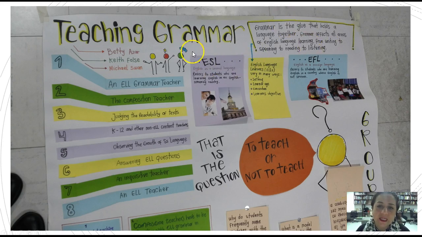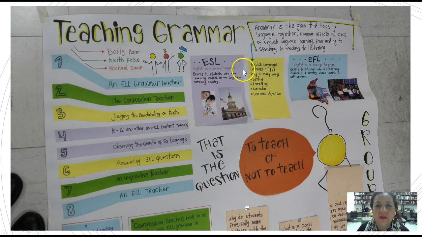Once again, going back to ESL and EFL, it's really important to know that the way we're going to teach grammar depends on which context we are in. So in ESL, English as a second language refers to students who are learning English in an English-speaking country. We actually had this discussion during our bilingualism week. Then we have EFL, English as a foreign language, which refers to students who are learning English in a country where English is not spoken. So Colombia is one example of an EFL context.